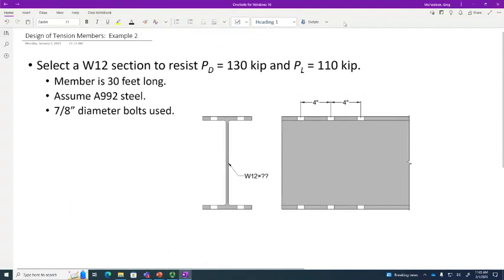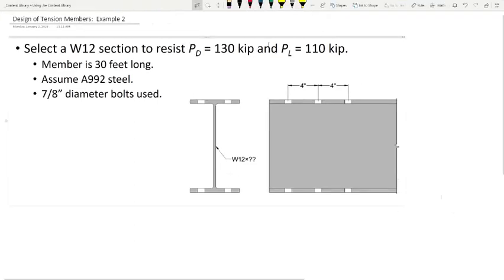We're going to select a W12 to resist the following loads: 130 kip dead load and 110 kip live load. We do have a 30-foot long member geometry, so that will allow us to select a member based off slenderness limits. We do have a steel that we're assuming, and we know that we're using 7/8 inch diameter bolts, a slight twist from what we've done in previous problems. We've been using 3/4 inch diameter bolts for most of the problems here.